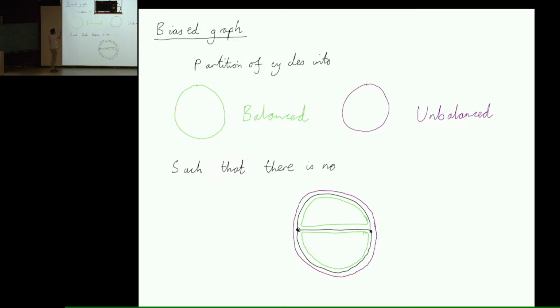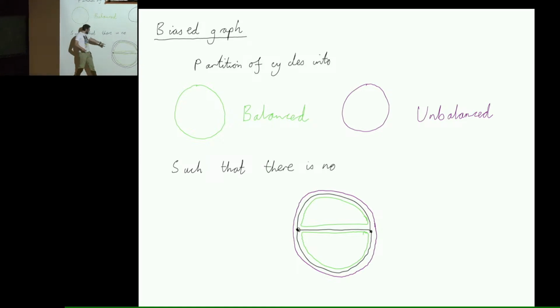You probably remember a biased graph is a graph together with a partition of the cycles into two different kinds of cycles, balanced cycles and unbalanced cycles. And the rule was that if you have two vertices and three disjoint paths between them, then that gives you three cycles in that configuration. And you're not allowed to have exactly two of those cycles be balanced and the other one be unbalanced. Right. And such a configuration of three paths I'll call generally a theta.